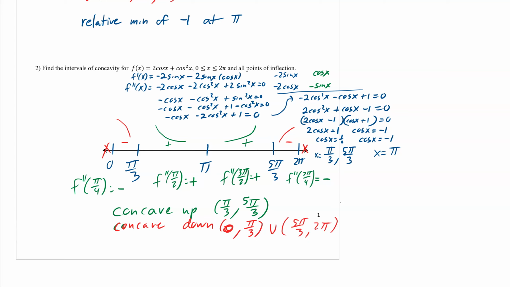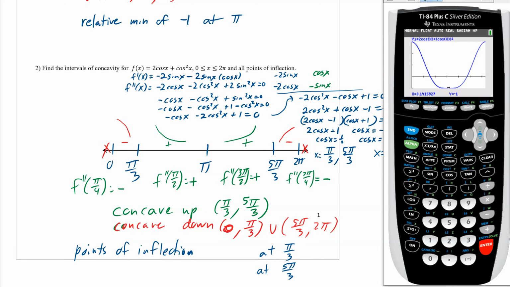And do we have points of inflection? I'm writing points of inflection, so of course we do. Wherever there is a change in concavity, that is a point of inflection on these continuous functions. So we have a change in concavity here at pi over 3. And we also have one at 5 pi over 3. So we just need those values. And we want to plug them in anyway just to verify that is that point of inflection.